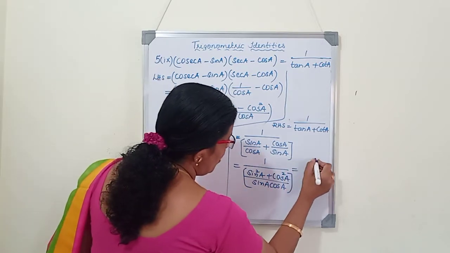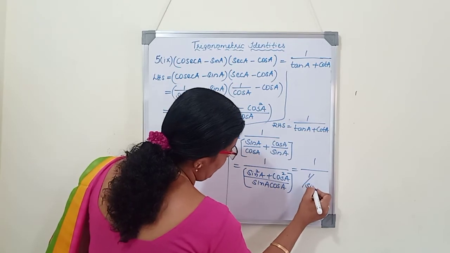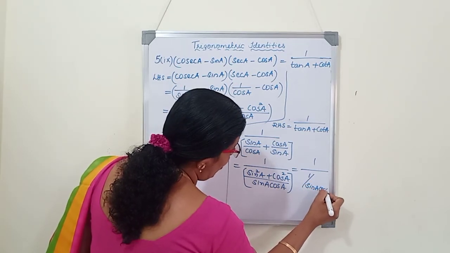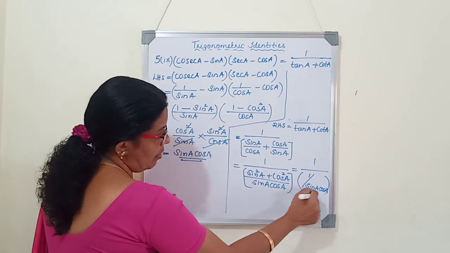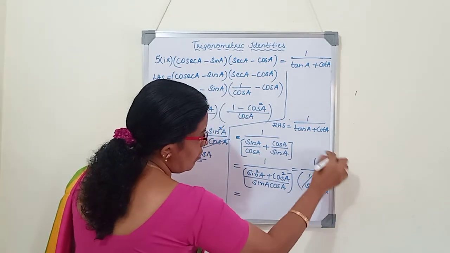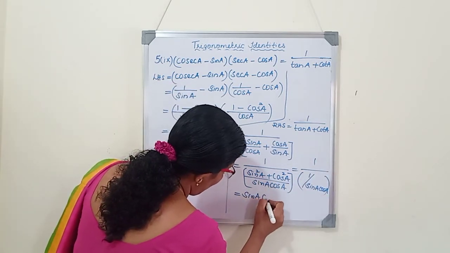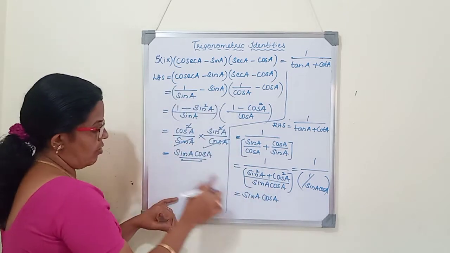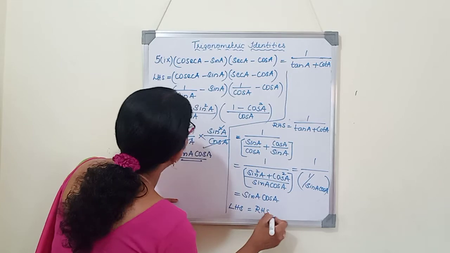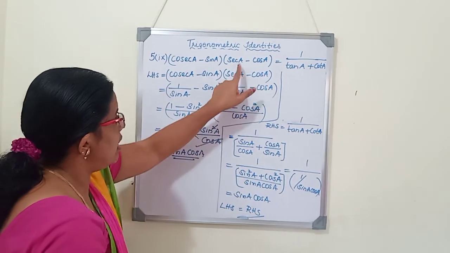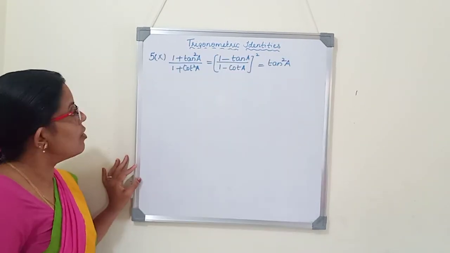Now we know that sin square A plus cos square A is 1. So 1 by sin A cos A. Again this is the denominator. Dividing by a fraction means take the reciprocal. Sin A cos A will go to the top. Sin A cos A into 1 is sin A cos A. So we got LHS and RHS as sin A cos A. LHS is equal to RHS. So we prove that cosec A minus sin A into sec A minus cos A is 1 by tan A plus cot A.